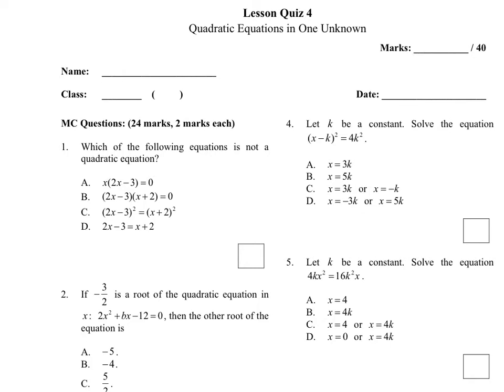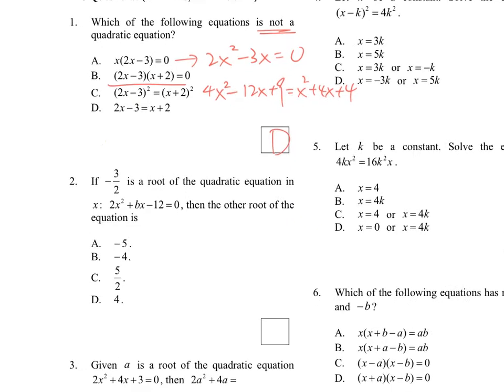Okay, let's start. For question 1, which of the following equations is not a quadratic equation? Basically, you can retrieve a quadratic equation for choice A. For choice B, of course, it is a factorized form already. For choice C, clearly, without doing expansion, you know that it can be retrieved as a quadratic equation. So the answer is choice D, which is clearly a linear equation.